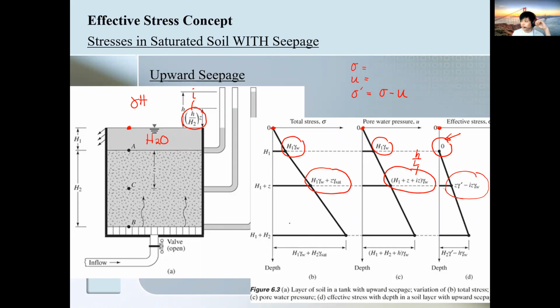Okay, as you can see in the diagram, what's new here are the upward seepage terms, the added heads. These are the new parts. The total stress is the same, then the pore water pressure, and of course we subtract the pore water pressure from the total stress. That's all.